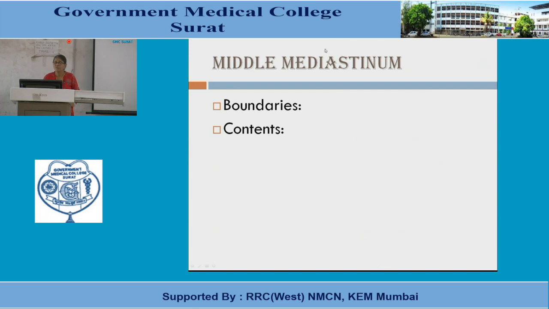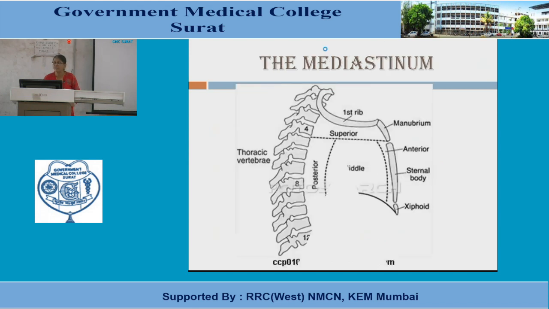What are the boundaries of the middle mediastinum and its contents? Again we will refer to this diagram. What will be its anterior boundary? Practically we can say the posterior surface of the body of the sternum, or you can say the anterior mediastinum is the anterior boundary of the middle mediastinum, and the posterior mediastinum is its posterior boundary. Superiorly that imaginary plane is there, inferiorly the thoracoabdominal diaphragm, and on each side again the mediastinal pleura. So this is the middle mediastinum.